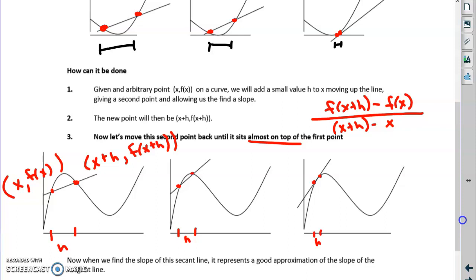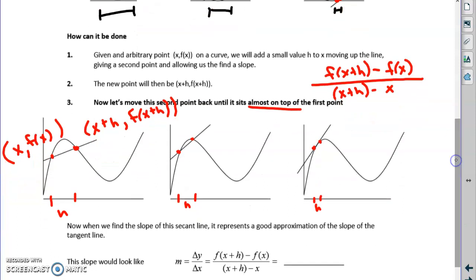Okay? And then, as this second point, this f of x plus h point, gets closer and closer to the first, the line is getting closer and closer to a tangent. And what does that mean? The h gets smaller and smaller and smaller. Think about our most previous unit. As h approaches what? If it's getting smaller and smaller and smaller, it's a limit question, and h would approach 0.